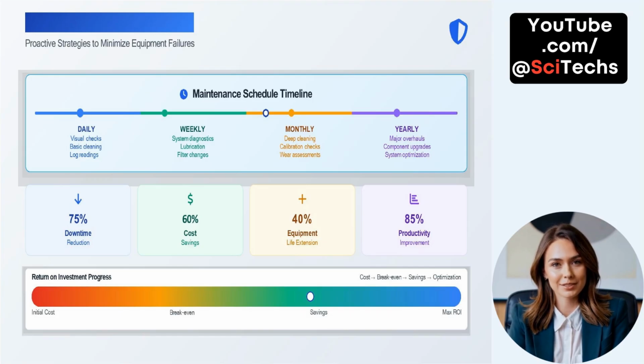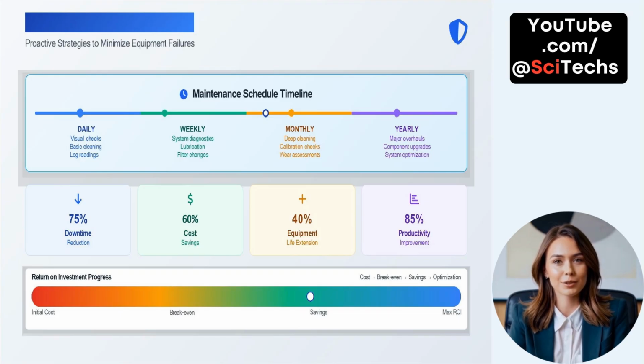The timeline begins with daily tasks, such as visual checks, basic cleaning, and log readings. These actions help catch minor issues early and ensure smooth operations. Next, on a weekly basis, teams conduct system diagnostics, perform lubrication, and change filters. These steps support ongoing equipment health and prevent intermediate failures.